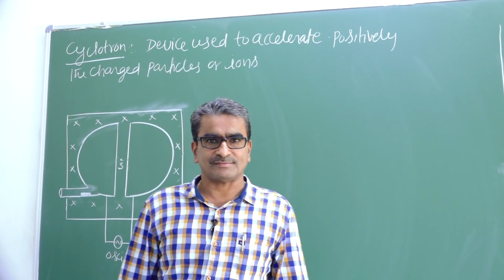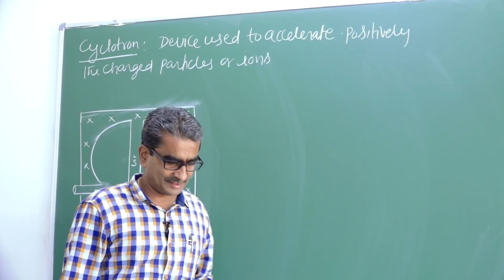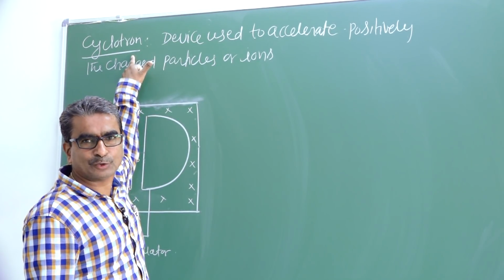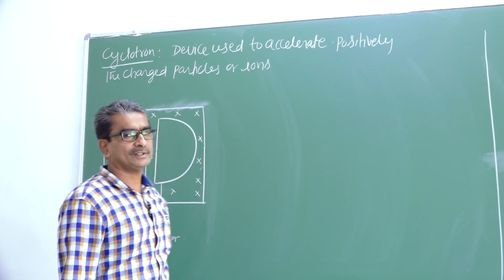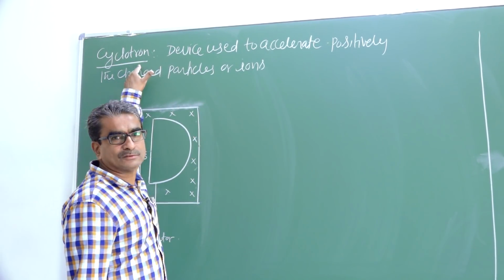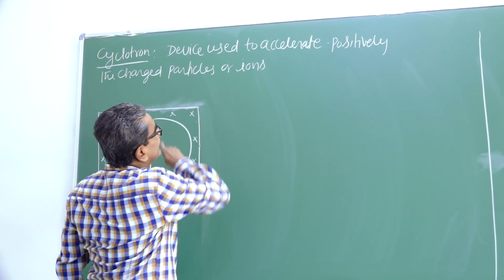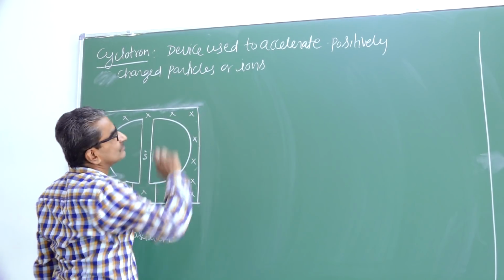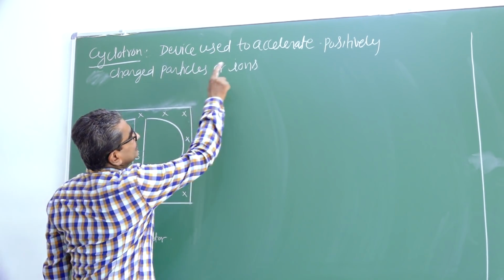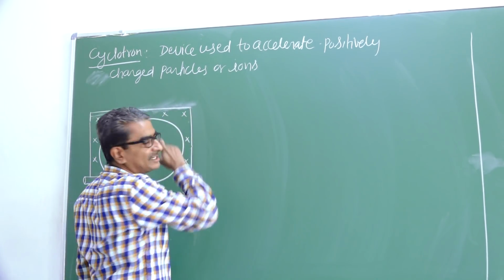In our today's class, we shall discuss certain devices. Particularly, I am going to consider today the cyclotron. What is meant by cyclotron? It is a device which is used to accelerate positively charged particles or positive ions. A device used to accelerate positively charged particles or ions is known as cyclotron.